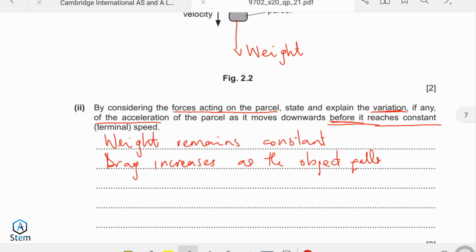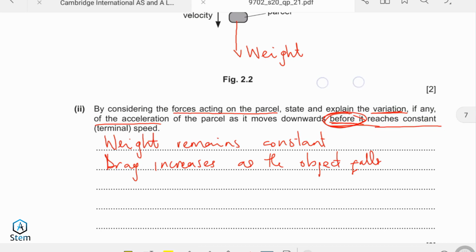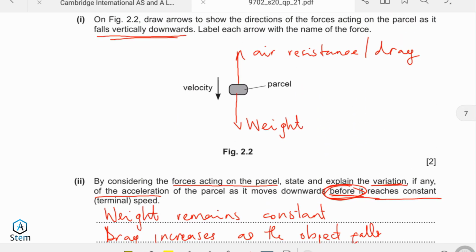This drag is going to increase until it reaches a certain constant value, but we want to talk about the situation before we reach that value. So if weight remains constant and drag increases, it means the resultant force, which is the difference between, let me just call this D and this W, W minus D is going to decrease. Therefore, if our resultant force is decreasing, our acceleration will also decrease.